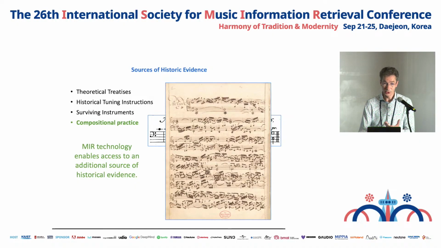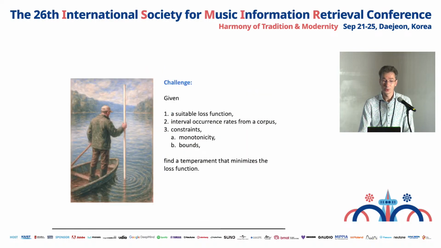Because the composers knew which intervals to avoid and which intervals to favor, their scores contain information about the temperament practice. And of course, with MIR technology, we can access this kind of evidence. So now we can formulate our challenge: given a suitable loss function, given interval occurrence rates from a corpus, and some constraints, find a temperament that minimizes the loss function.